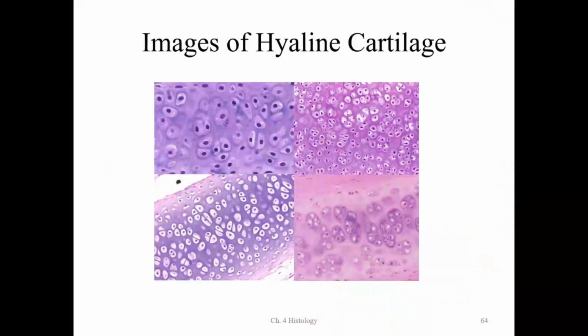Now, one of the things about this, especially in some of these, is you will see one lacuna and more than one cell per lacuna. Okay? That is the big thing. You will see one lacuna and more than one cell per lacuna. This is the only cartilage that does that. So that is a very telltale sign that it is hyaline cartilage.